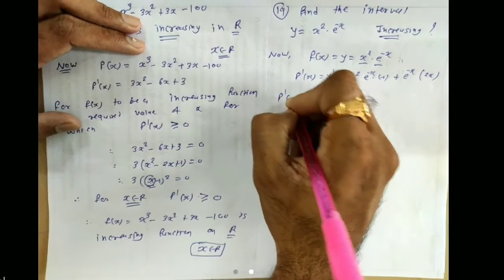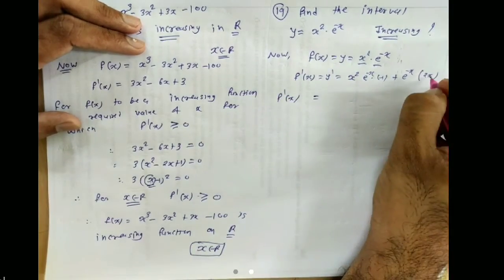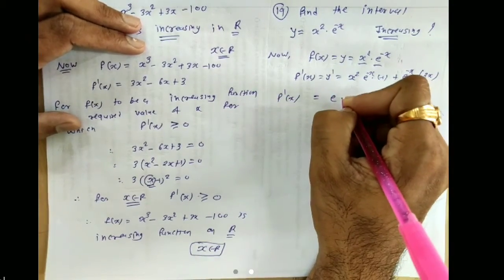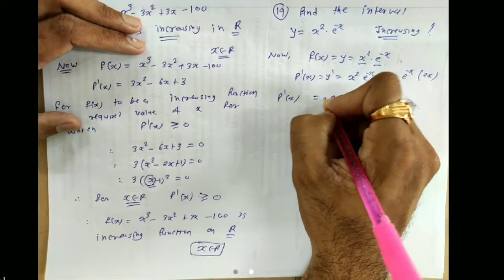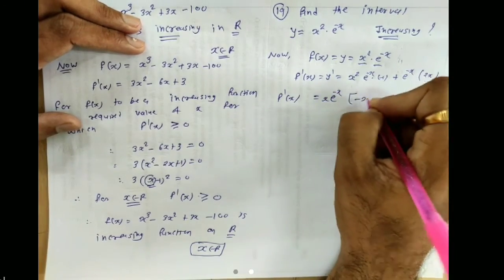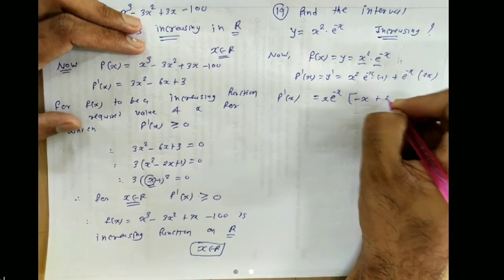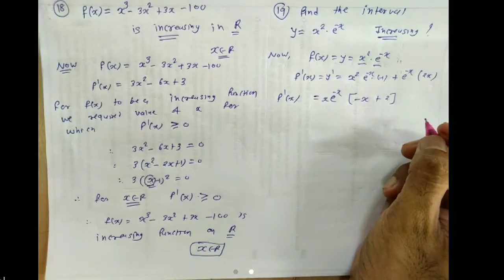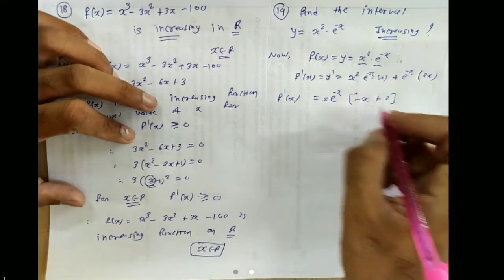So in our f dash x here, we can take x into e raised to minus x common. So here we are having minus x plus 2, minus x plus 2 will be the remaining term. So this is our f dash x.